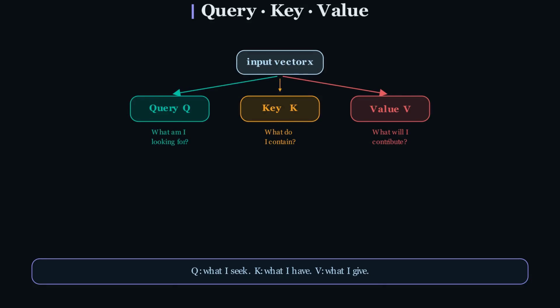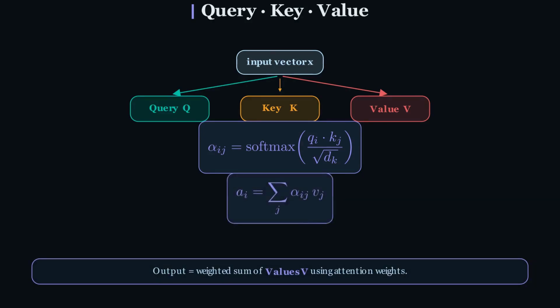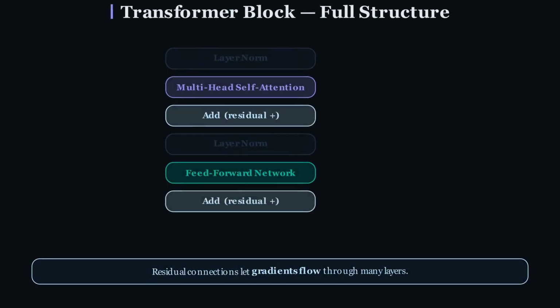Every input is projected into three roles. Query asks, "What am I looking for?" Key says, "This is what I contain." Value says, "This is what I will contribute." We dot product query and key. Scale by root d_k to prevent saturation. Then apply softmax to get attention weights. The output for each position is a weighted sum of the values, where the weights are the attention scores we just computed.